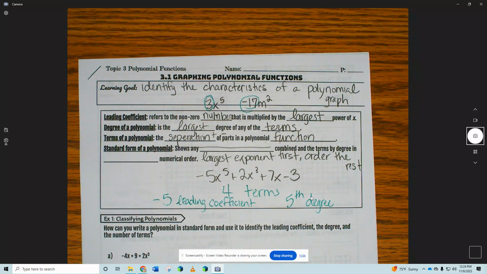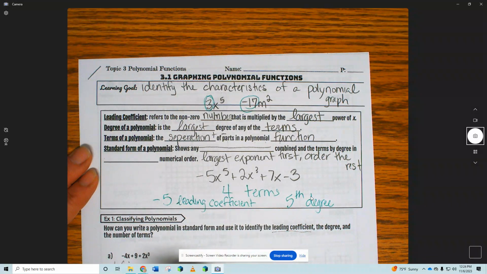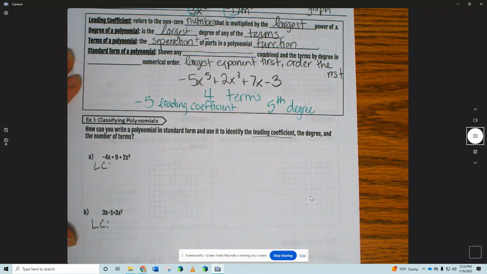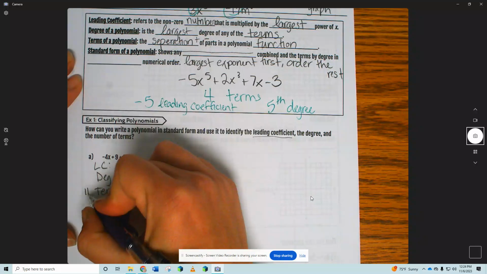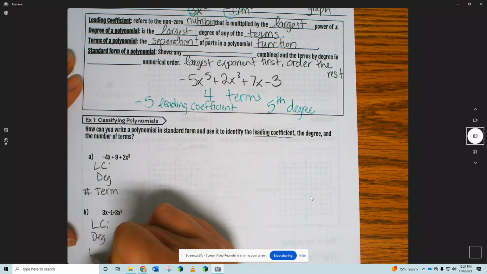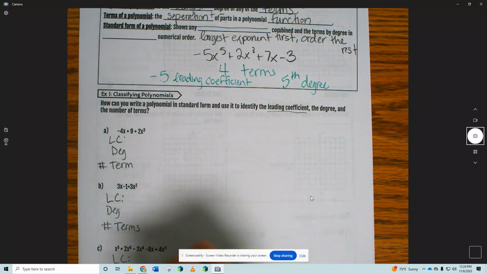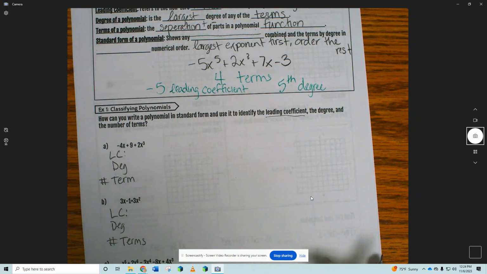All right, we're doing, how can you write a polynomial in standard form and use it to identify, okay, well, here's what I need. What's the leading coefficient? LC. I'm going to move up the paper. What's the degree? I'm going to just write this to help you stay organized. Degree, number of terms. Yeah, if it's not in order, fix it.